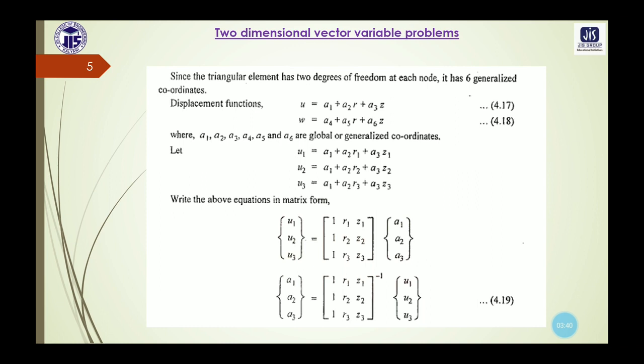So the displacement functions are u equals a1 plus a2r plus a3z, because in case of these axisymmetric elements we consider the cylindrical coordinates, which are r, theta and z. And w equals a4 plus a5r plus a6z. So these are equations 4.17 and 4.18 respectively. And here a1, a2, a3, a4, a5 and a6 are the global or generalized coordinates.